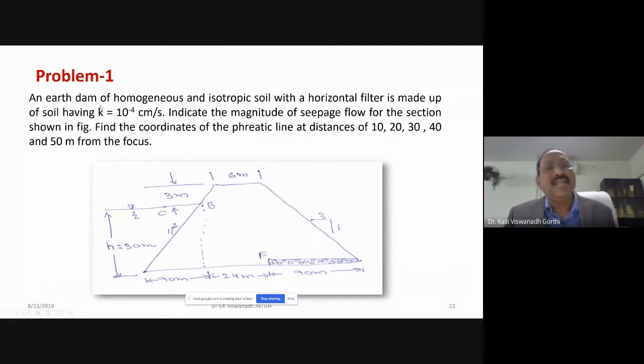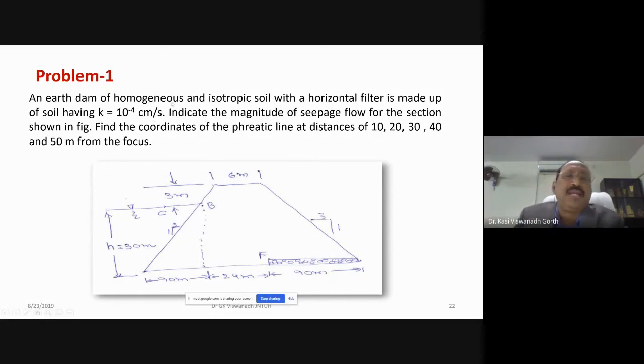So this is an earth dam of homogeneous and isotropic soil with a horizontal filter made up of soil having the permeability 10 to the power minus 4 centimeter per second. Indicate the magnitude of seepage flow for the section which is shown in the figure. Find the coordinates of the phreatic line at distances of 10, 20, 30, 40 and 50 from the focus. The section is given here.